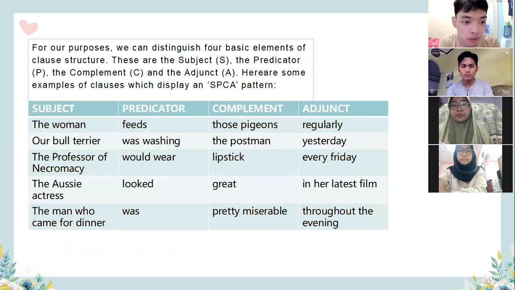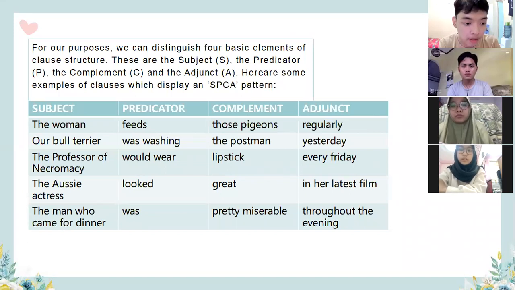And for our purpose, we can distinguish four basic elements of clause structure. These are the subject, we call it S, the predicator as P, the complement C, and the adjunct as A. Here are some examples of clauses which display an SPCA pattern. The first is subject, the women, and then predicator feed, the verb, then complement, those pigeons, and adjunct regularly. So the women feed those pigeons regularly.